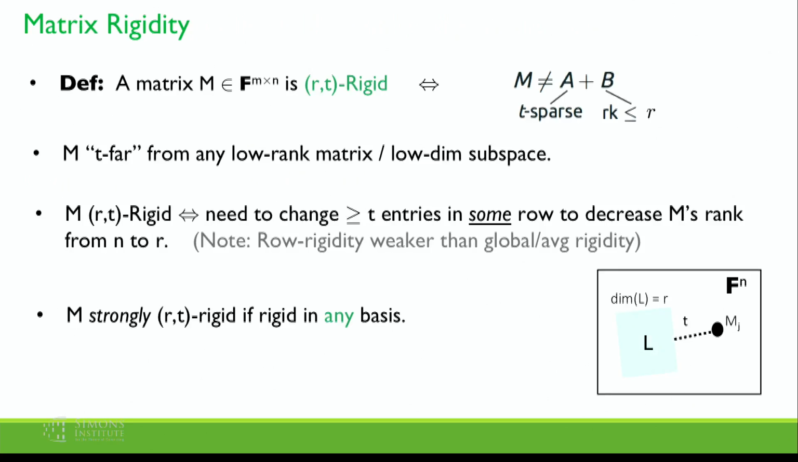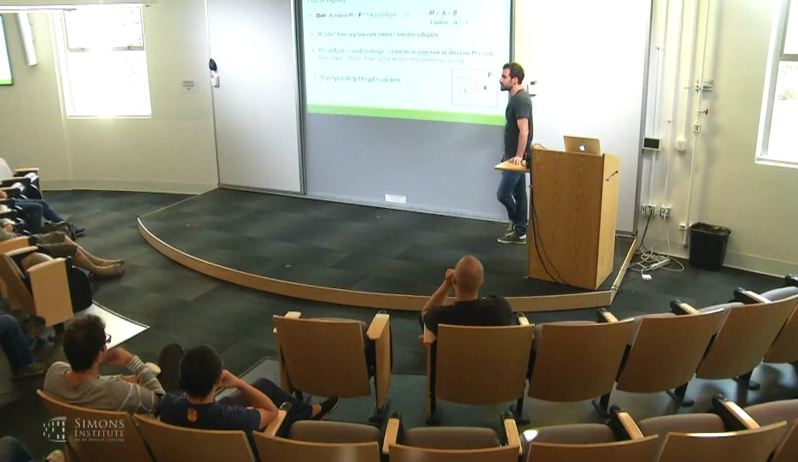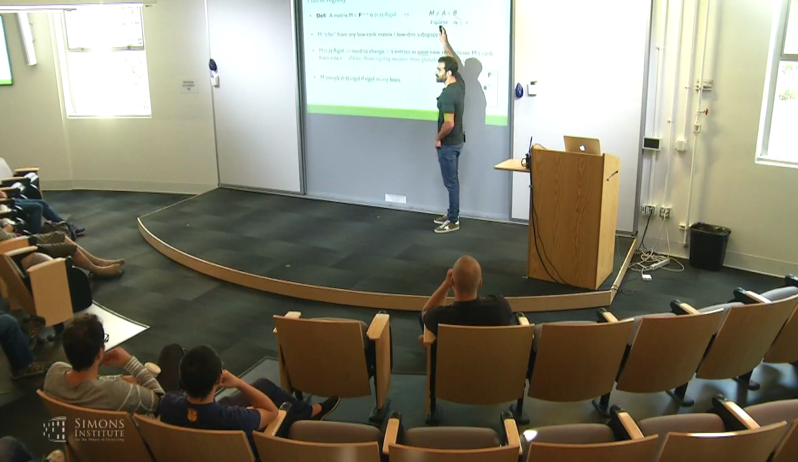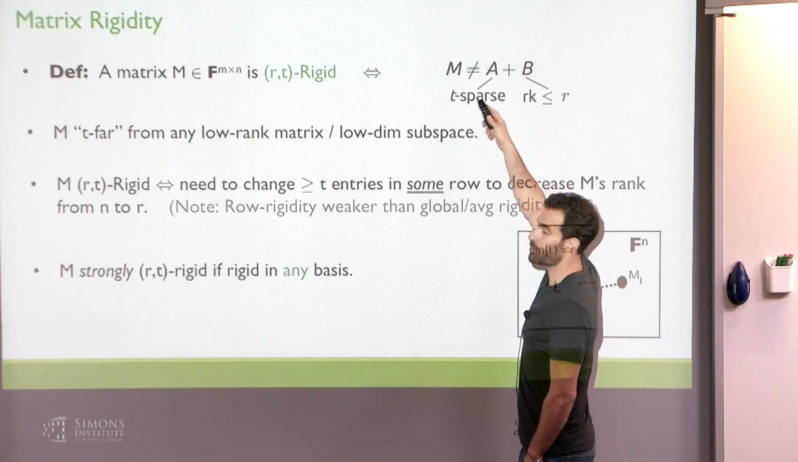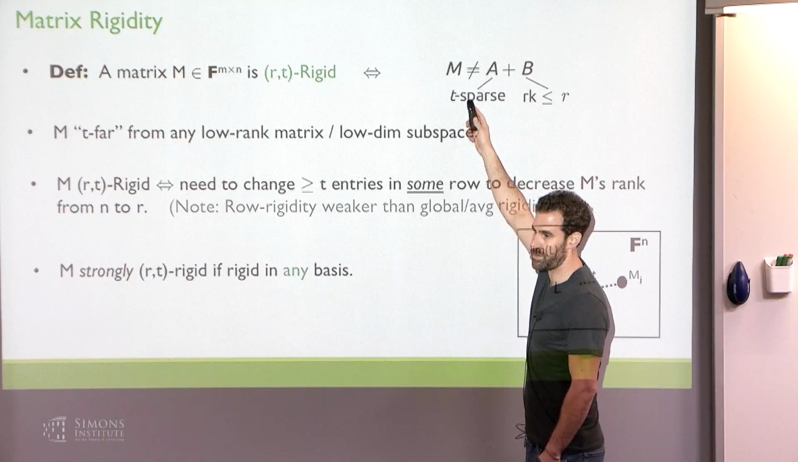Sorry, what do you mean by the matrix in any basis? So this property of this decomposition is, in principle, the property of which basis you choose for M, right?